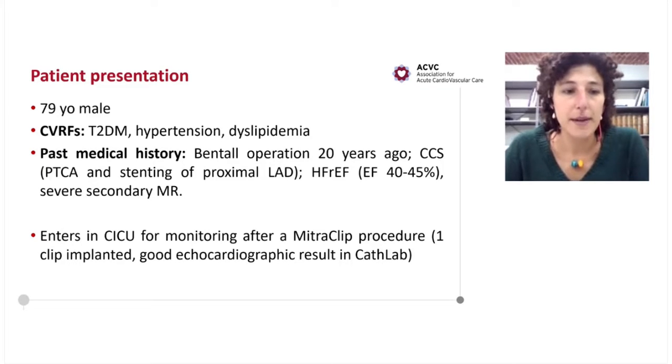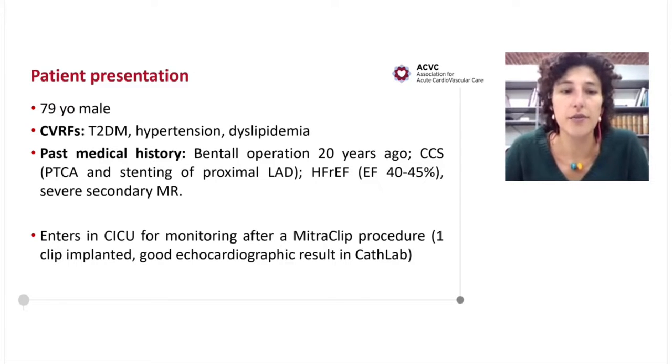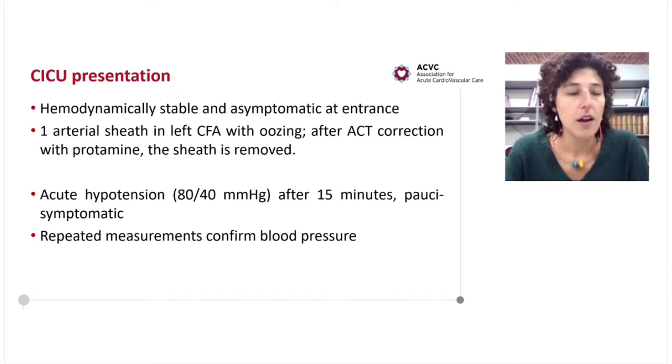We get to know this patient because he enters a cardiac ICU for monitoring after a percutaneous correction of the mitral regurgitation with the MitraClip system. He got one clip implanted with a good echocardiographic result in the cath lab. When he enters the ICU, he is well and hemodynamically stable. He has just got a bit of blood oozing from the arterial sheath, which was left in the left common femoral artery, and we removed it after correction of anticoagulation with protamine.